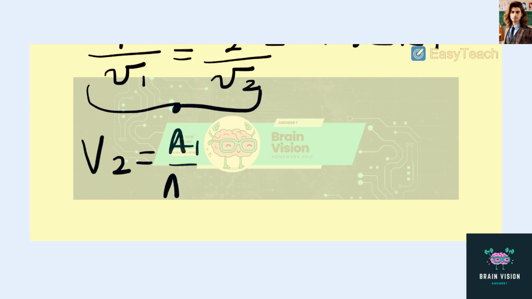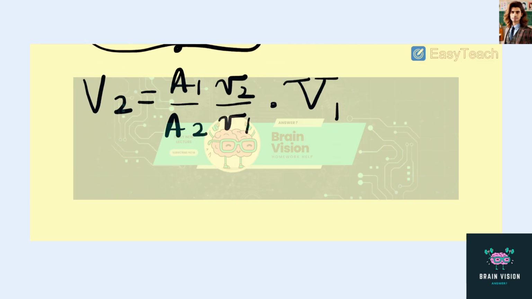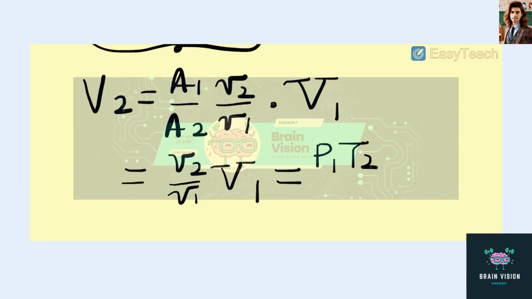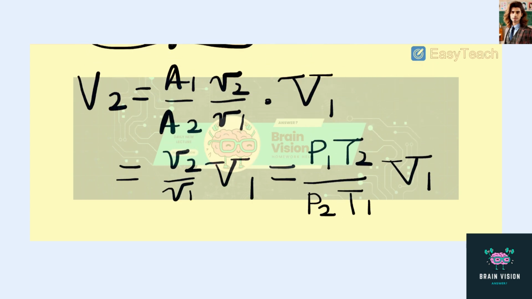We can rearrange this equation and solve for V2, and that'll give us that V2 is equal to A1 over A2 times specific volume 2 over specific volume 1 times V1, which is equal to just specific volume 2 over specific volume 1 times V1, because the areas are the same because we have a constant diameter pipe. And this in turn is equal to P1 T2 all over P2 T1 times V1, and that is equal to V2.